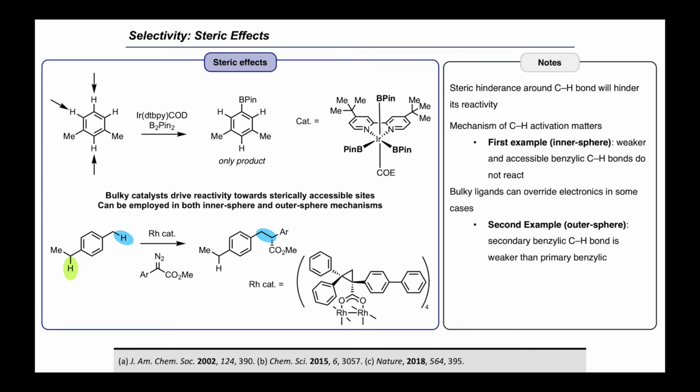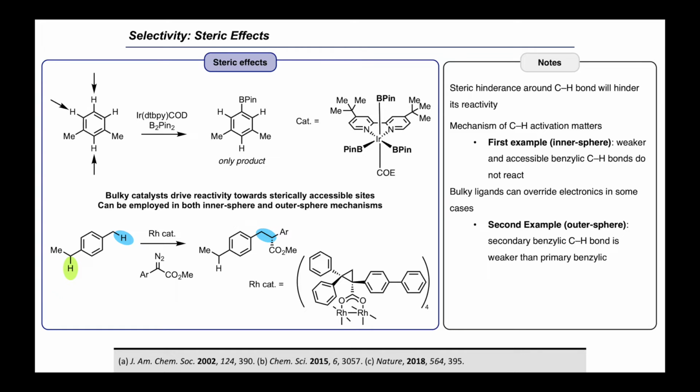Sterics can also be harnessed as a powerful tool for site selectivity through catalyst control. Bulky ligands around the metal center can disfavor reactivity at sites that are electronically reactive but sterically hindered. In the first example shown here of a CH borylation reaction using a bulky iridium catalyst, borylation only occurs at the least sterically hindered site.